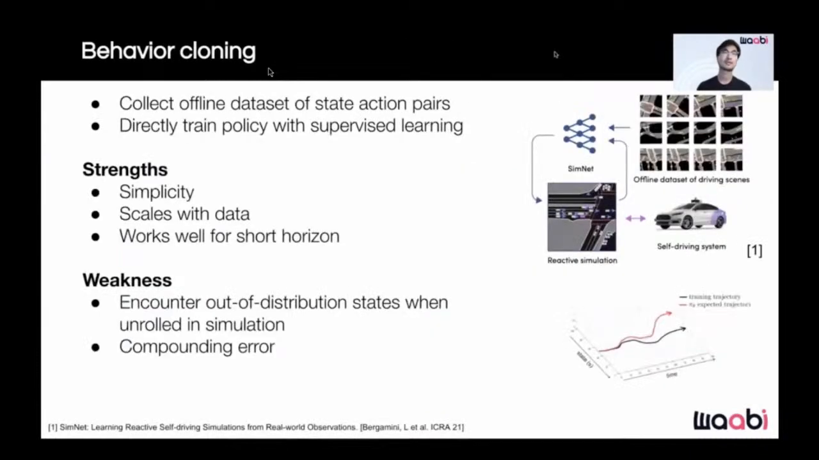The simplest way to learn from data is behavior cloning. Basically, we collect an offline data set of state-action pairs and then directly train a policy with supervised learning. This is essentially the same process as learning a prediction model, and it has the benefit of being simple, scaling with data, and has been shown to work quite well for short time horizons. However, it is generally not robust when unrolled for longer time horizons due to compounding error. This is because the policy only observes ground truth states during training, but encounters novel suboptimal states when unrolled in simulation and fails to recover.